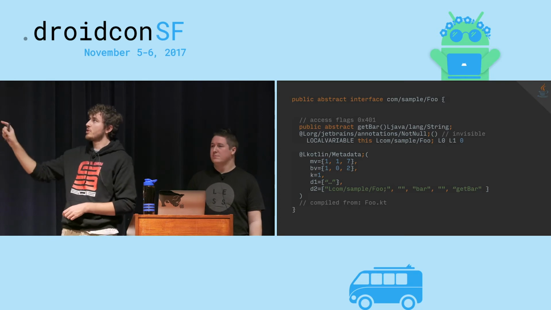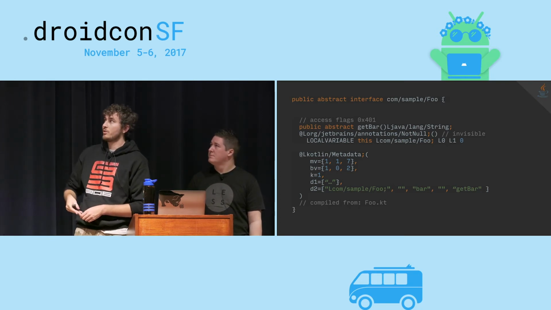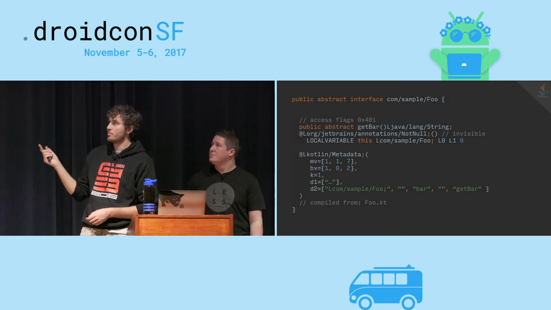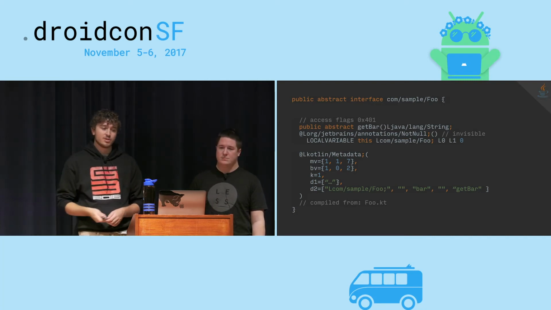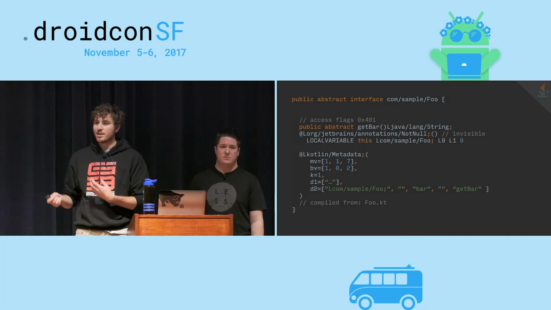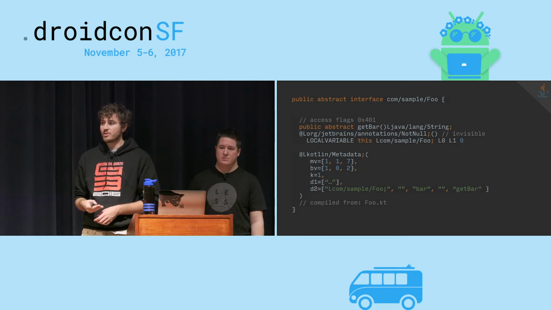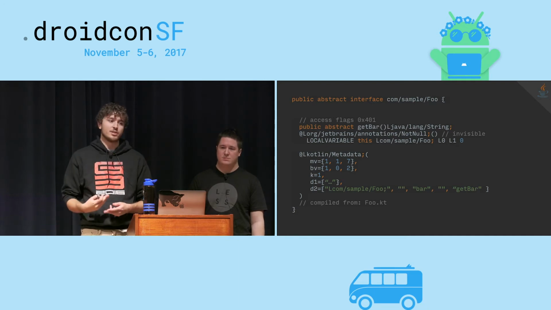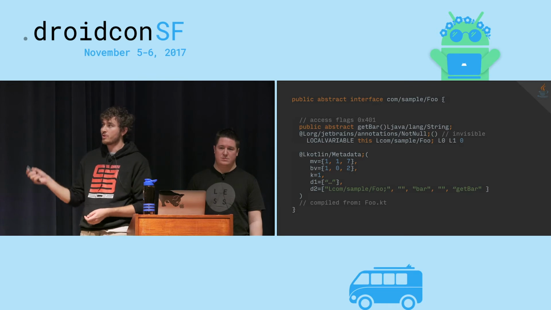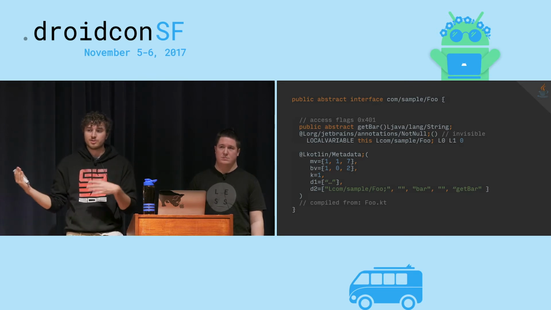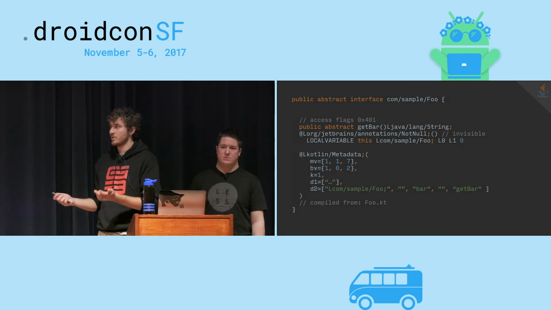So there's a few things to note here. There's the actual Java method, the getter that's backing the property, which is getBar. And then there's this Kotlin metadata annotation. And this is the thing that really makes Kotlin tick. So all of those features that aren't in Java, like the nullability, default parameters, those are all being stored in this one annotation so that when Kotlin reads this file, it knows how to deal with those things like named parameters.